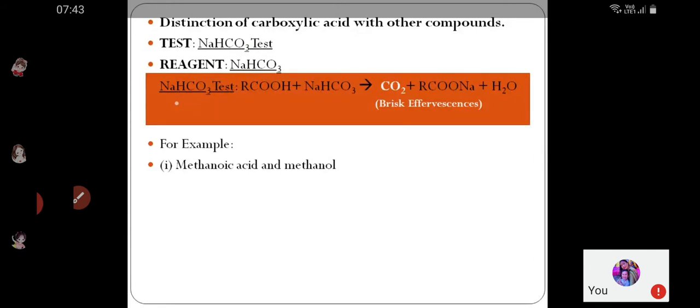Before doing the Tollens test or Fehling's test, for a carbonyl compound there is a test, and that is the 2,4-DNP test. If the 2,4-DNP test is positive, then there are two possibilities in carbonyl, right: aldehyde and ketone. After getting your carbonyl compound, we need to distinguish whether your carbonyl compound is aldehyde or ketone.